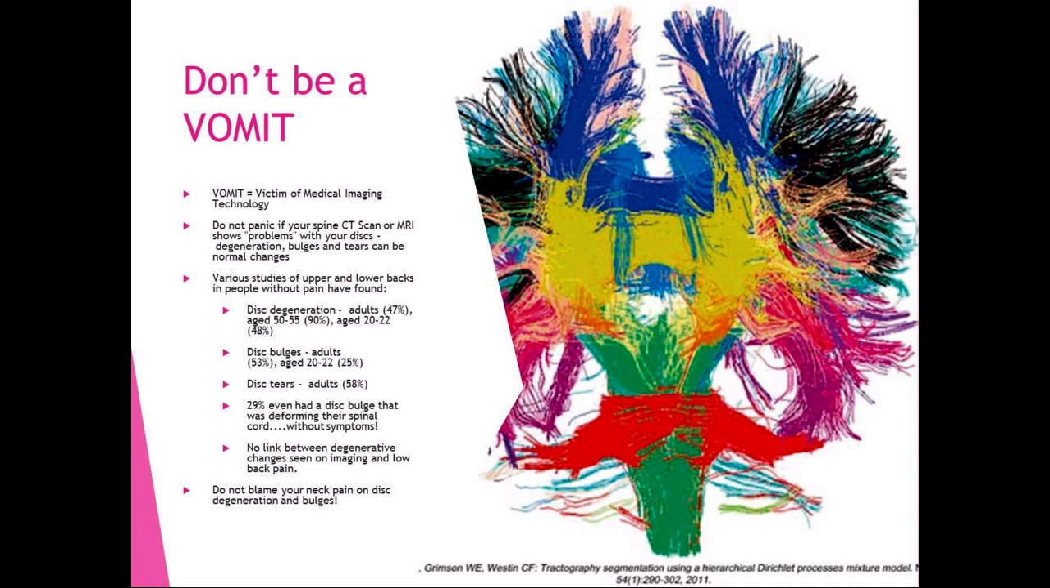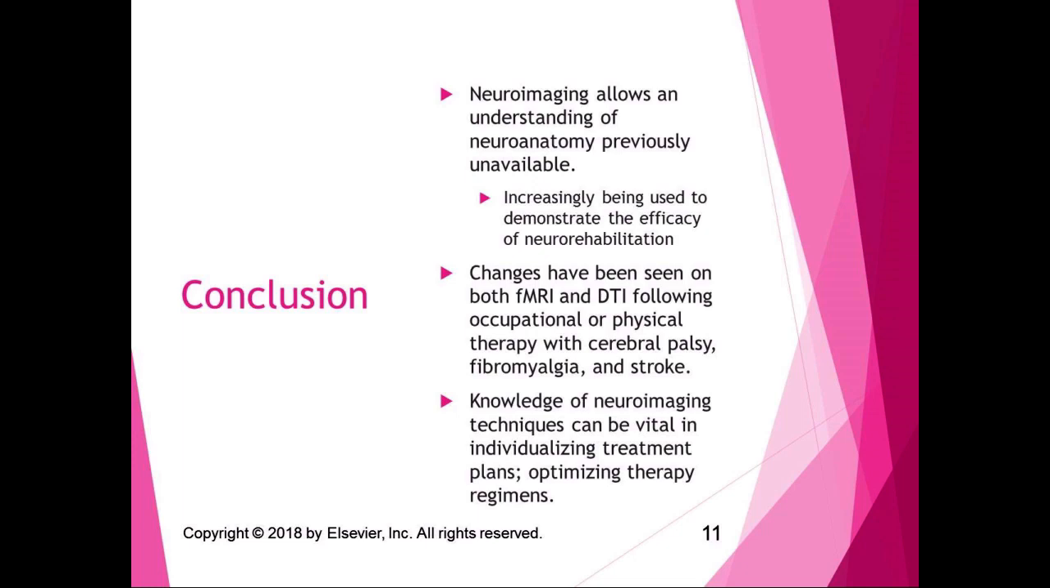So neuroimaging allows us an understanding of neuroanatomy that was previously unavailable, and it's increasingly being used to demonstrate the efficacy of neurorehabilitation. In some of the chapters of the book, we'll talk about imaging studies that were done and what we learned from them. So you can actually see changes in both functional MRIs and other types of scans following occupational or physical therapy in people with CP, fibromyalgia, and stroke. And knowledge of what neuroimaging is out there can be vital in individualizing treatment plans and optimizing therapy regimens. So imaging is important, but it's not the only thing. That's the message I want you to get on this.